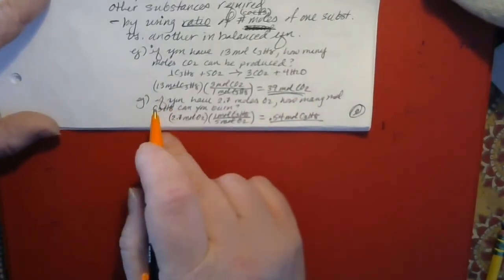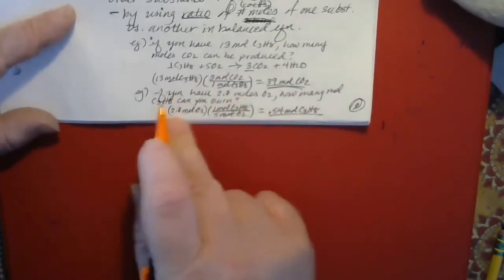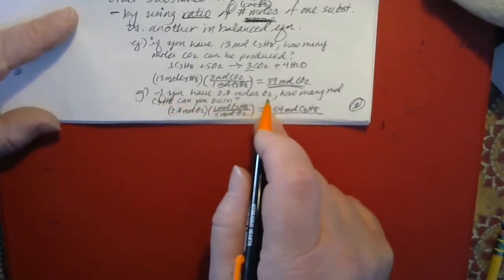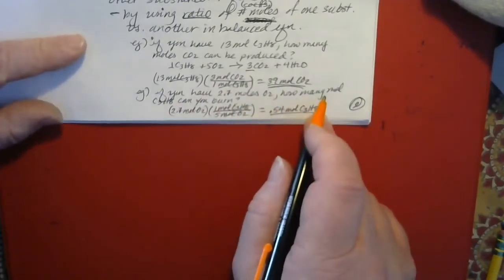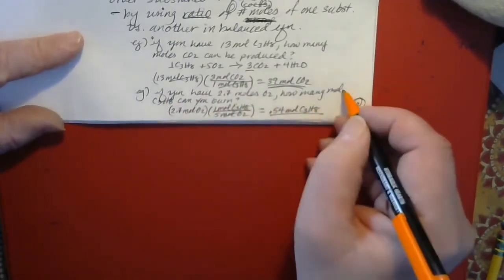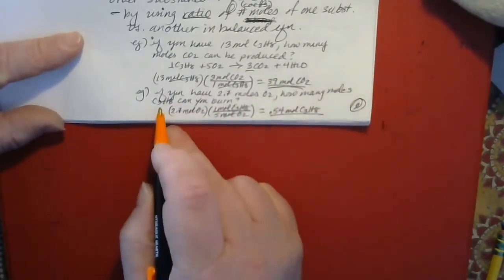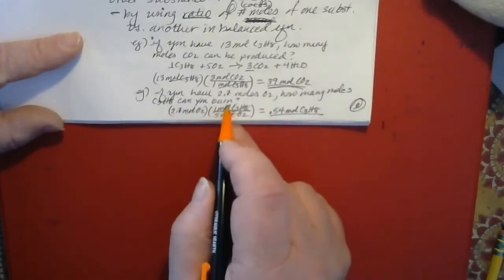Okay. You could do another one. If you have 2.7 moles of oxygen, so the oxygen supply is limited. That's unusual, but it could happen. How many moles of propane can you burn?